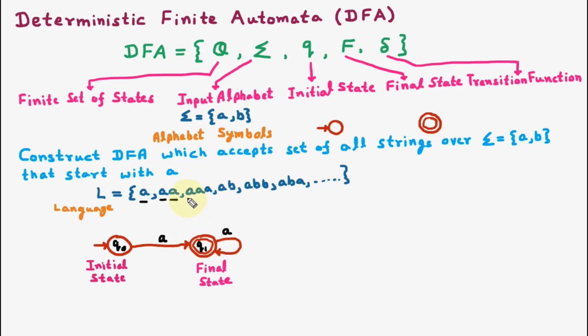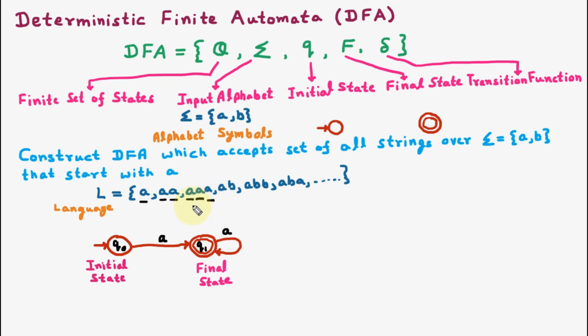What will happen if 3 times A will come with that machine? So for first A, we will move from Q0 to Q1. For second A, we will again go back to Q1. For third A, again go back to Q1. So this is the infinite loop, which means multiple times A will come, we keep on accepting. So 3A, 4A, 5A, we keep on accepting.